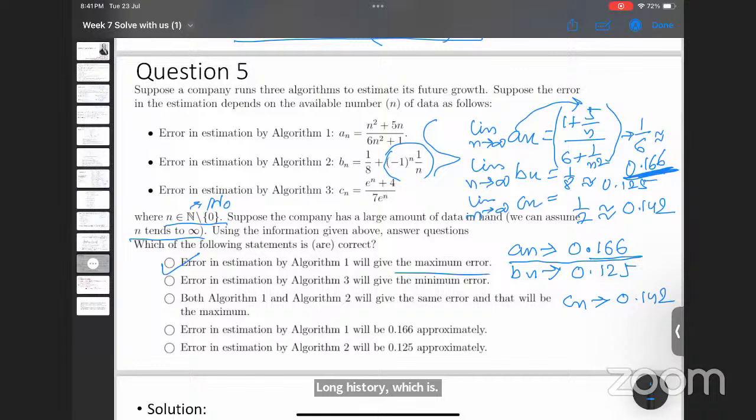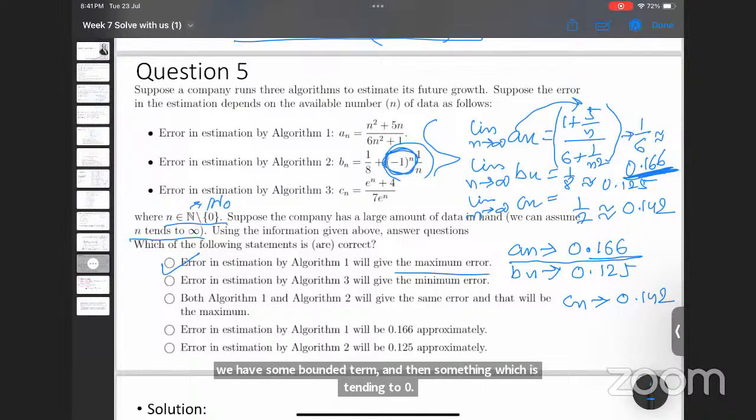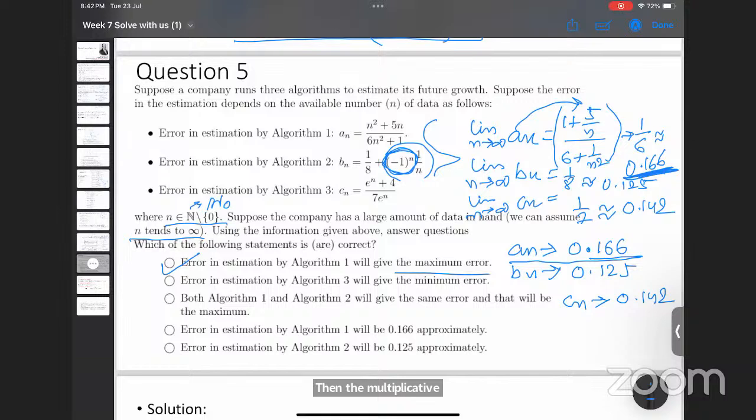Now, ma'am, how did you put minus 1 to the power n by n as 0? Is it a rule, or 1 by n is 0? Yeah, 1 by n is 0, right? And this term is bounded, right? So no problem with that. If we have some bounded term and then something which is tending to 0, then the multiplicative term will be tending to 0, okay?